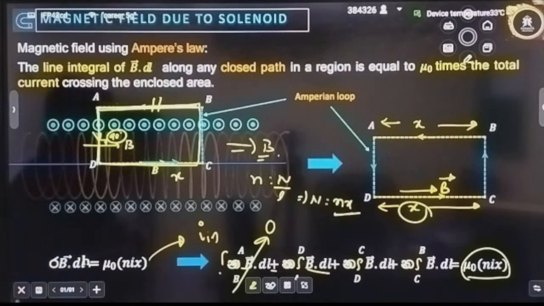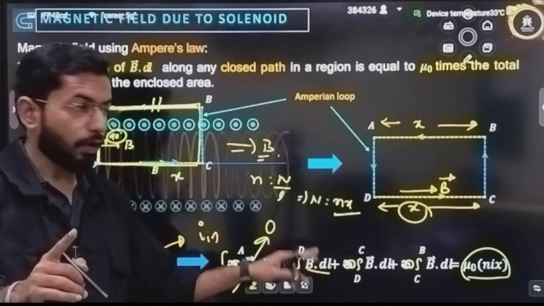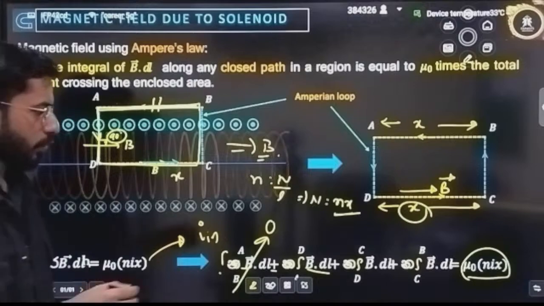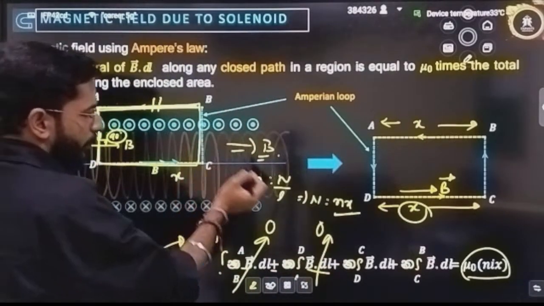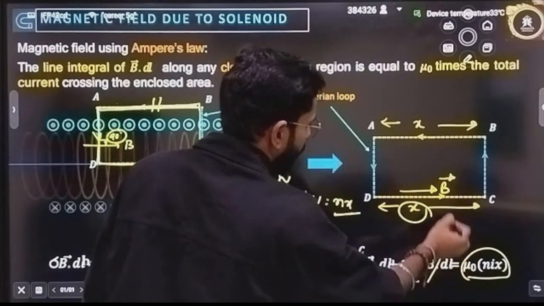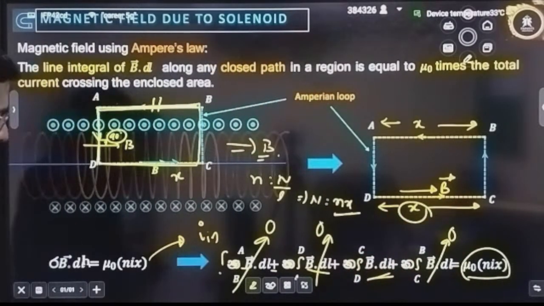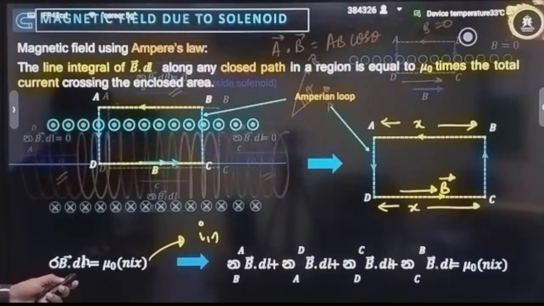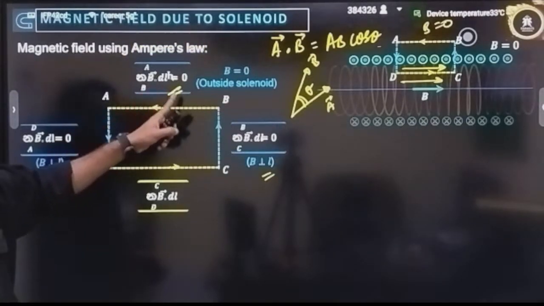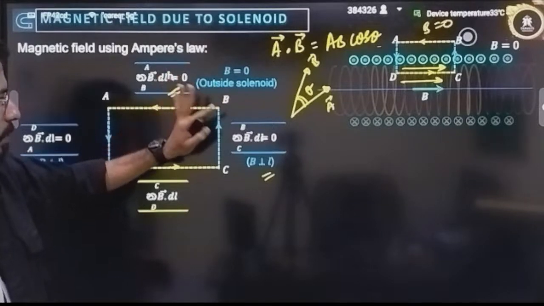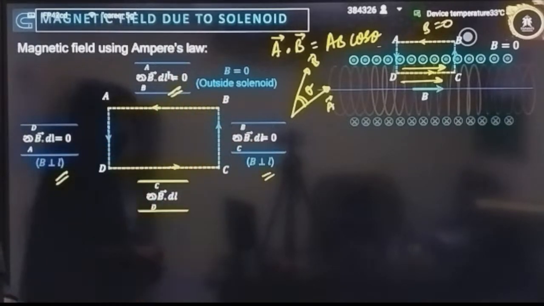90. If the angle between B and dl is 90 and there is a dot product, that means cos of the angle, which is 90, gives 0. That means due to this also the effect is 0. So can I say for the BC section also it will be equal to 0. Now what is left? Only the CD portion is left. You can see here it is 0, here it is also 0, it is outside the solenoid, so the magnetic field is also 0, and here again 0. Only the CD portion will be left.